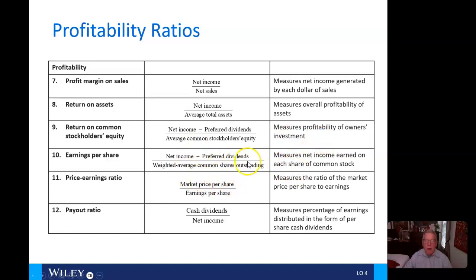And then finally, earnings per share, we use the same net income minus preferred stock dividends, and we divide that by the weighted average common shares outstanding. And then price earnings ratio, very key investment term here. We'll take our market price of our stock divided by the basic earnings per share. And that ratio is very important, really, for evaluating stock.